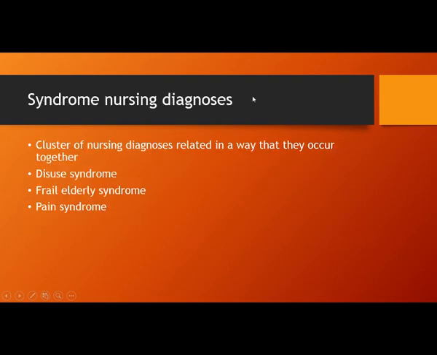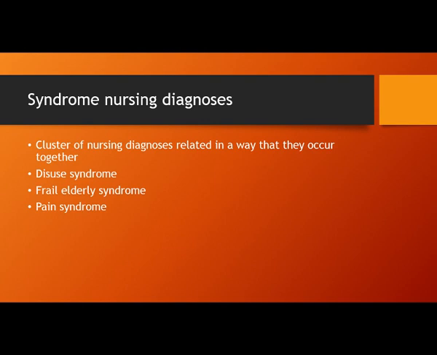Then we also have syndrome nursing diagnoses. These are not as common. They're a cluster of nursing diagnoses that are related in that they occur together. One of them is disuse syndrome, which might be, say, somebody fractures her or his femur and is in traction for a while, so they're not using that extremity. They're going to have changes in bone, changes in muscle, changes in activity. They'll have risk for pressure ulcers. They'll have various things that happen.